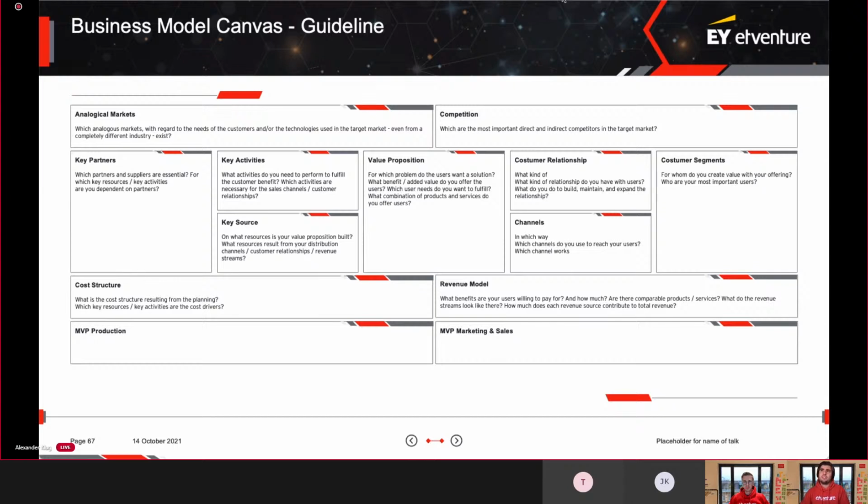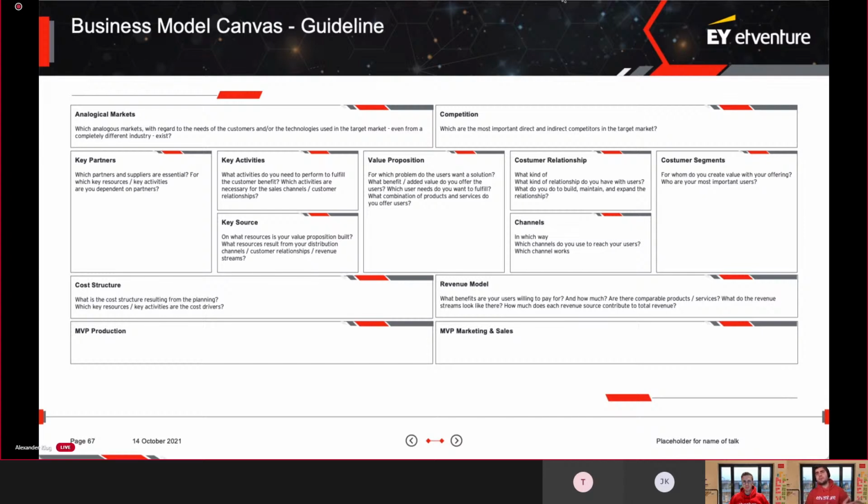The next thing you should consider is the customer relationship. What kind of relationship do you have with the users? What do you need to build it, maintain it, and expand it? When you think of KPIs later on, it would be good to create a high customer lifetime value, so that the customer doesn't buy your product or use your service once and is never seen again. It would be great to have them use the service again and again. So what customer relationship can keep the customer interested in your service again and again?